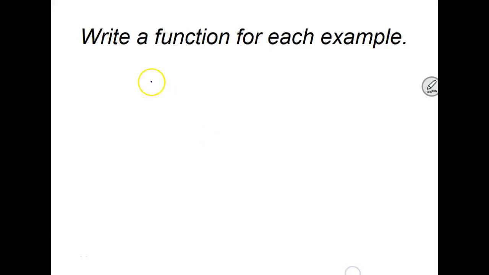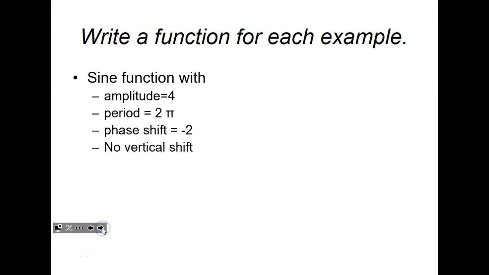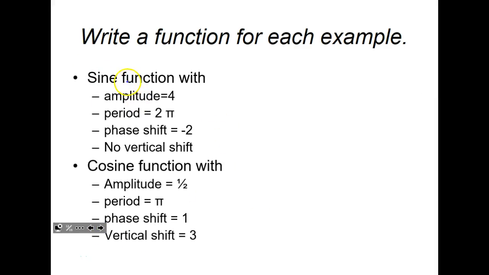These problems here ask us to find a sine function that has an amplitude of 4, a period of 2 pi, a phase shift of -2, and no vertical shift. Okay, so in this case, they give us the information. We have to go backwards and write the equation. The first one's not too bad. The second one's more difficult.